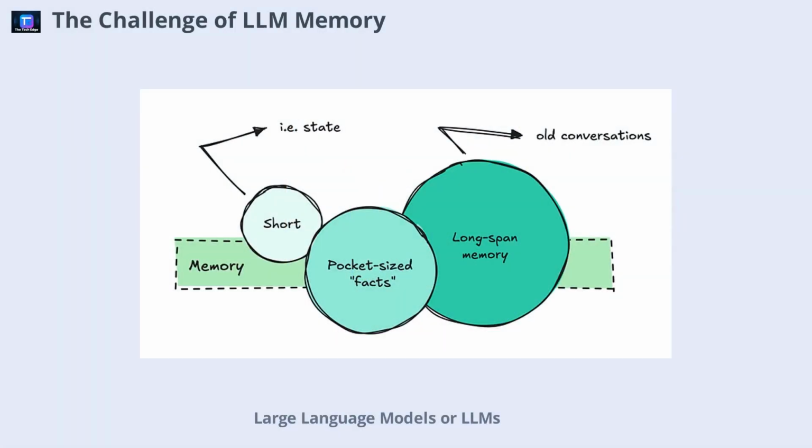Large language models, or LLMs, have revolutionized how we interact with artificial intelligence. However, one of their biggest limitations is their lack of memory. Imagine trying to have a conversation with someone who forgets everything you said the moment you finish speaking. That's essentially how LLMs operate. They are stateless, meaning they don't remember previous interactions unless you remind them. This creates a challenge when building applications that require context over time.